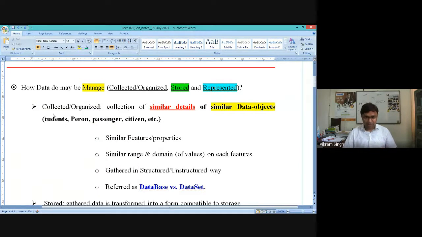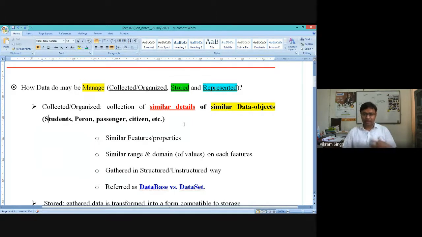You cannot mix the student details with faculty details, right? So that's what the purpose is, to understand the collection. So when we say data collection, it is to identify the similar objects, and when we collect all these similar data objects, the next task is to identify their similar features, and these features will be created in the database, which is often referred to as an attribute also.